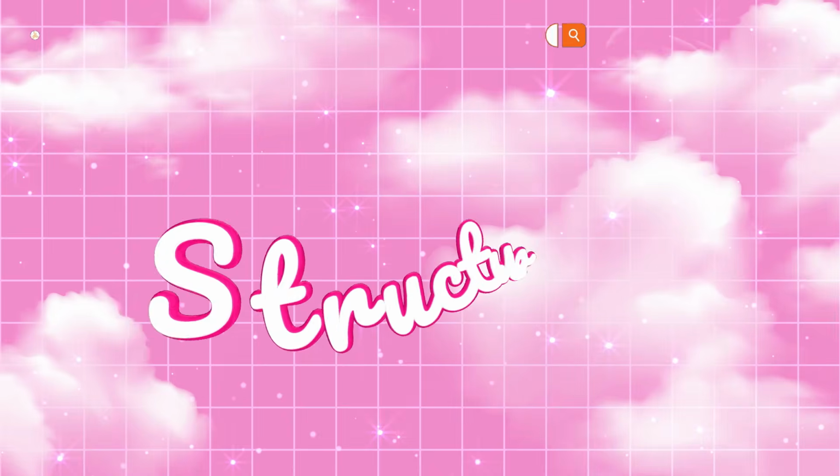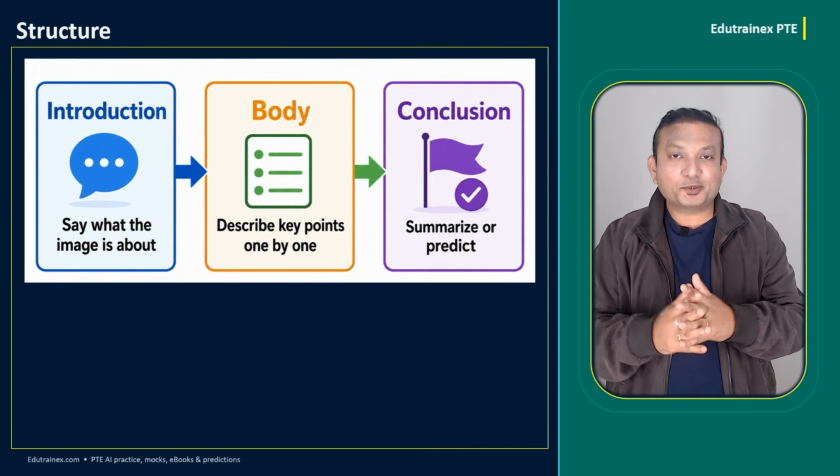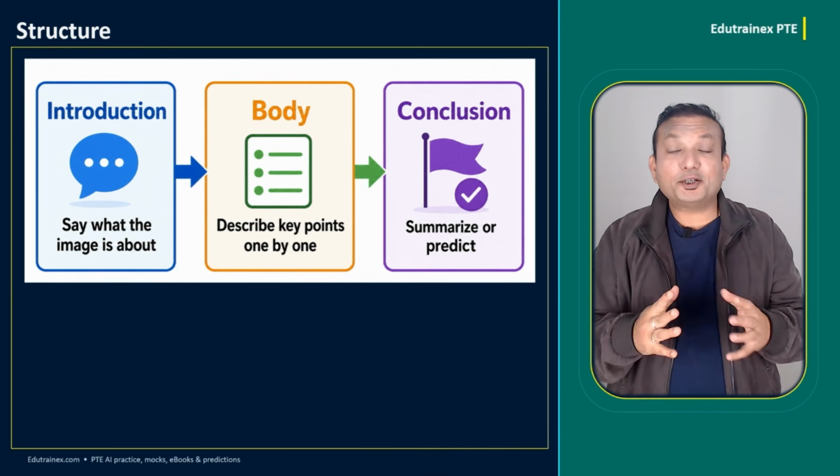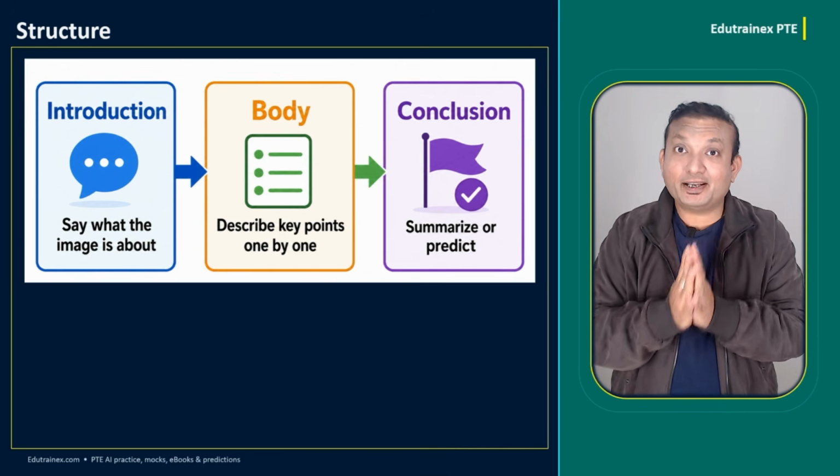Before I show you the difficult image types, a little bit of emphasis on the importance of structure. So whatever happens, do not deviate away from this particular structure. It's very simple. Just break your response into 3 parts: introduction, body, and conclusion. And make sure your structure is following exactly that.